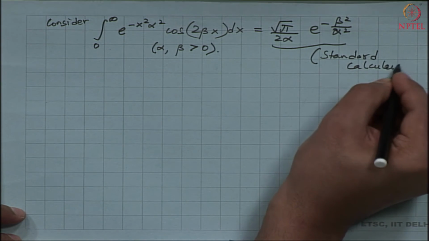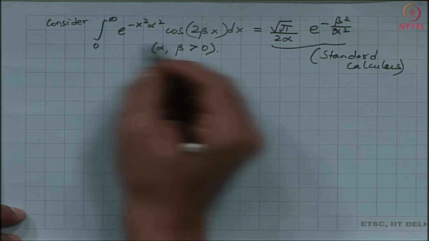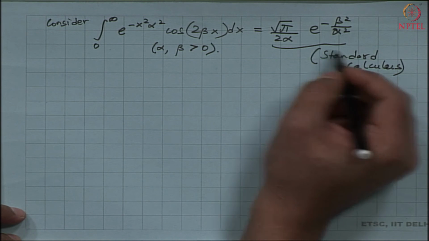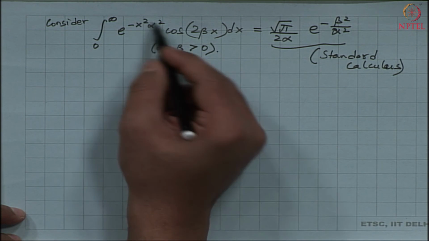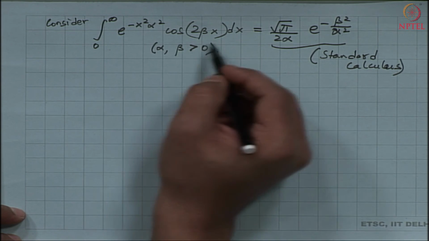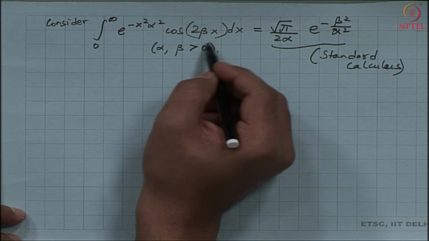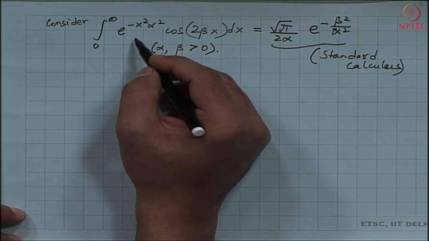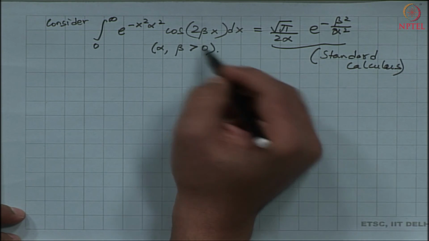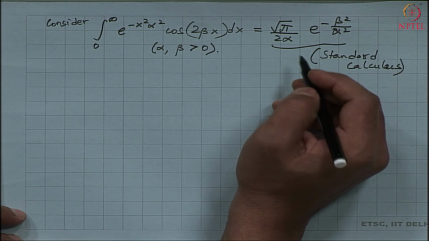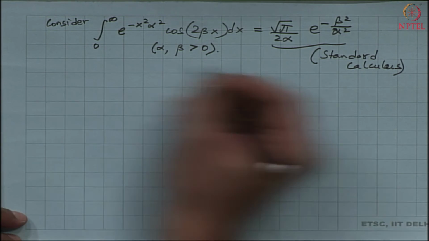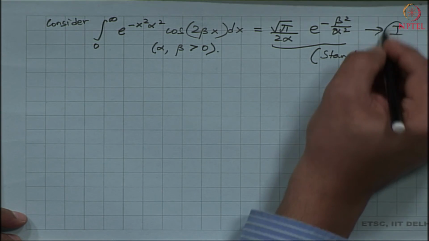Students who want to see where we are getting this answer from should try to derive it. They can substitute alpha times x to be y, and then use integration by parts, taking one of the functions as first, the other one as the second function, to arrive at this result. Let me call this my result 1.